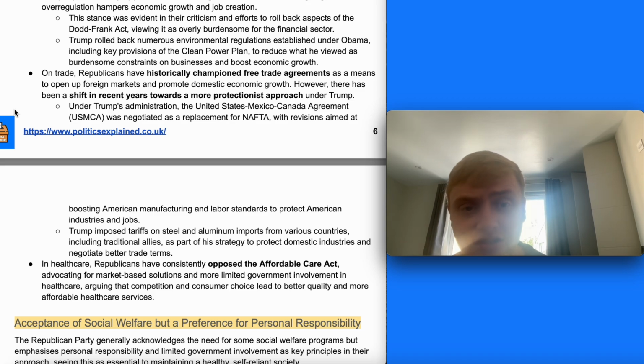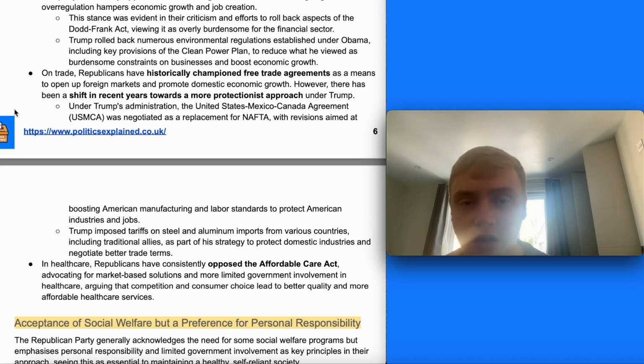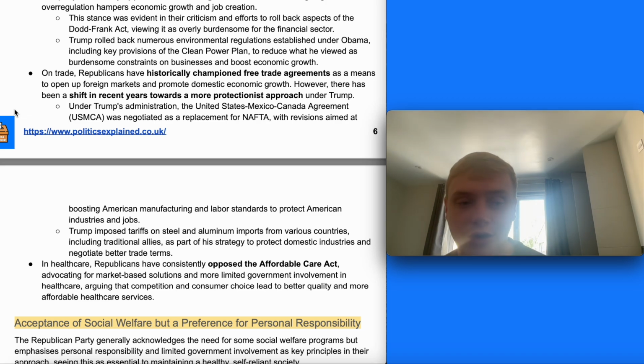Under the Trump administration, the US-Mexico-Canada Agreement was negotiated as a replacement for NAFTA, with revisions aimed at boosting American manufacturing and labour standards to protect American industries and jobs. Trump imposed tariffs on steel and aluminium imports from various countries, including traditional allies, as part of his strategy to protect domestic industries and negotiate better trade terms. We've seen this move away from free trade to protectionism under Trump.